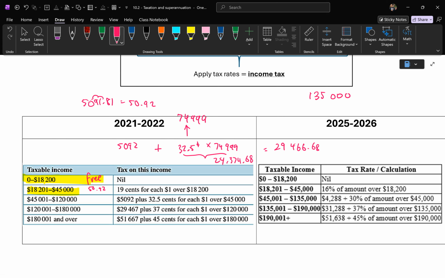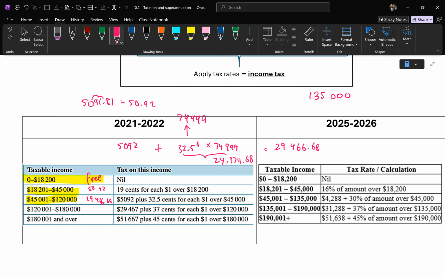Then I went to the next bracket. I still earned more than 120,000, so I paid the full amount for that, and it turned out it was $29,466.68. And now I'm in the next bracket, so between $120,001 and $180,000, I'm in that bracket.